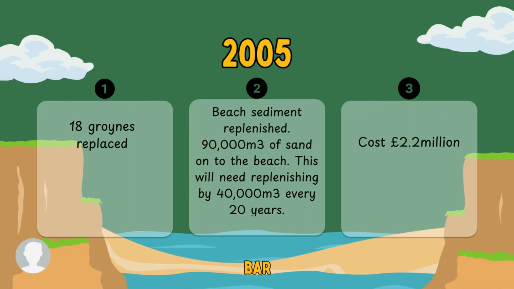In 2005, 18 groins were replaced and the beach sediment was replenished. 90,000 cubic metres of sand was deposited on the beach. The work was completed in 2006 at an estimated cost of £2.2 million. The beach will need to be recharged with around 40,000 cubic metres of sand every 20 years.